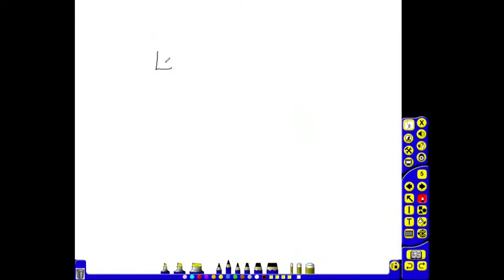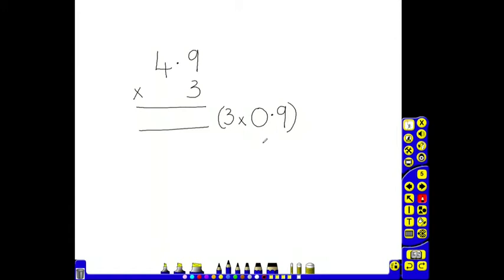So for example, 4.9, a decimal number with one decimal place, multiplied by a single digit, 3. First of all, we begin with the least significant digit first, which is the 9. So I'm doing 3 multiplied by 0.9, because the 9 comes after the decimal point, so it's 0.9. So 3 multiplied by 0.9 is 2.7, making sure I put those digits in the correct column.